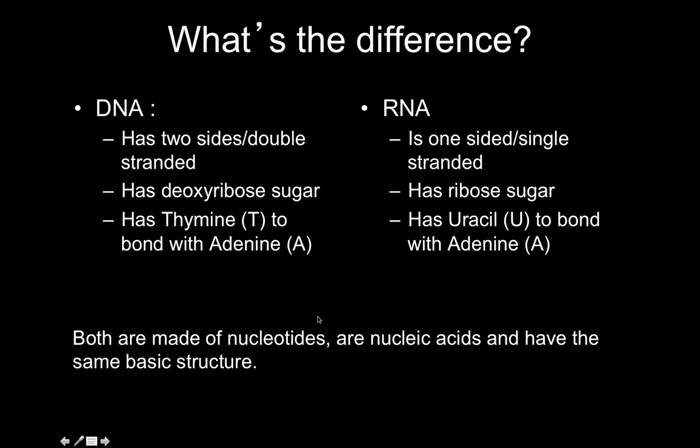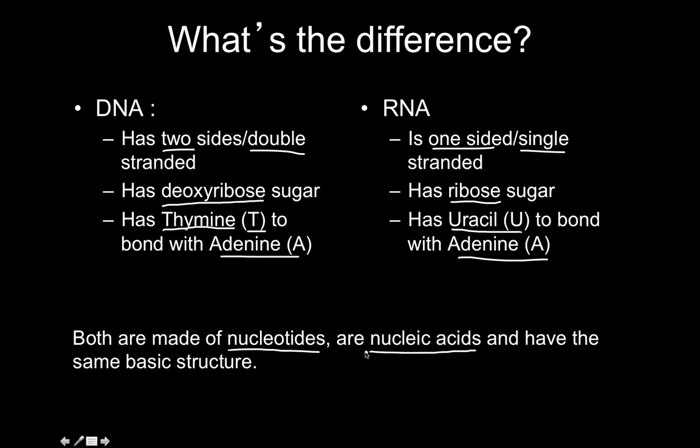So what's the difference between DNA and RNA? Well, DNA has 2 sides, or it's double-stranded, where RNA is one-sided or single-stranded. DNA has deoxyribose sugar. RNA has ribose sugar. DNA has thymine that bonds with adenine, but RNA doesn't have thymine. RNA has uracil that will bond with adenine. Both are still made of nucleotides. Both are still nucleic acids, and they have the same basic structure.